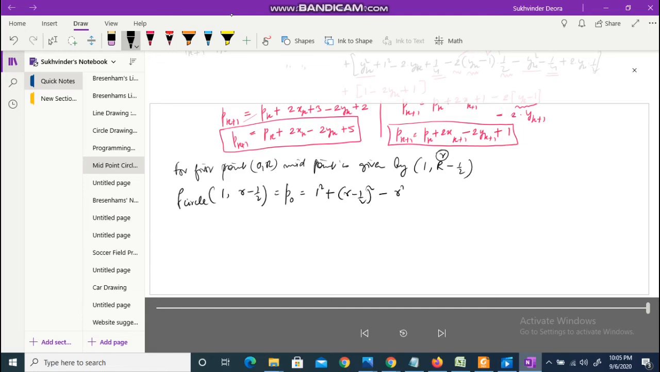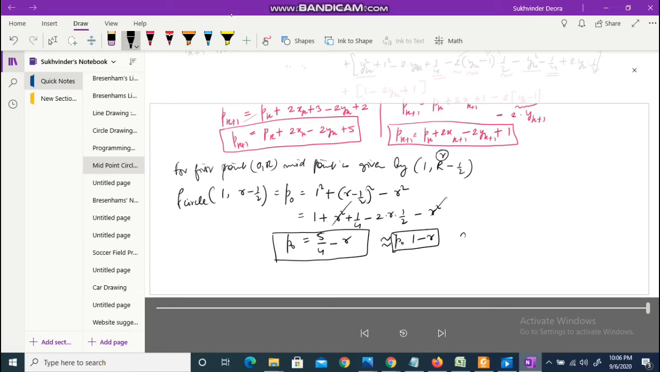If you expand all the mathematical expressions, after some computations and simplifications, you will get the value of p naught as 5 by 4 minus r, which can be equated to 1 minus r in some of the terms, but here we will not be getting into 1 minus r. So we will be taking p naught as 5 by 4 minus r. So p naught takes a floating point value. Fine. This can be equivalent to 1 minus r in special cases. We will discuss in the next videos why we have taken this value.